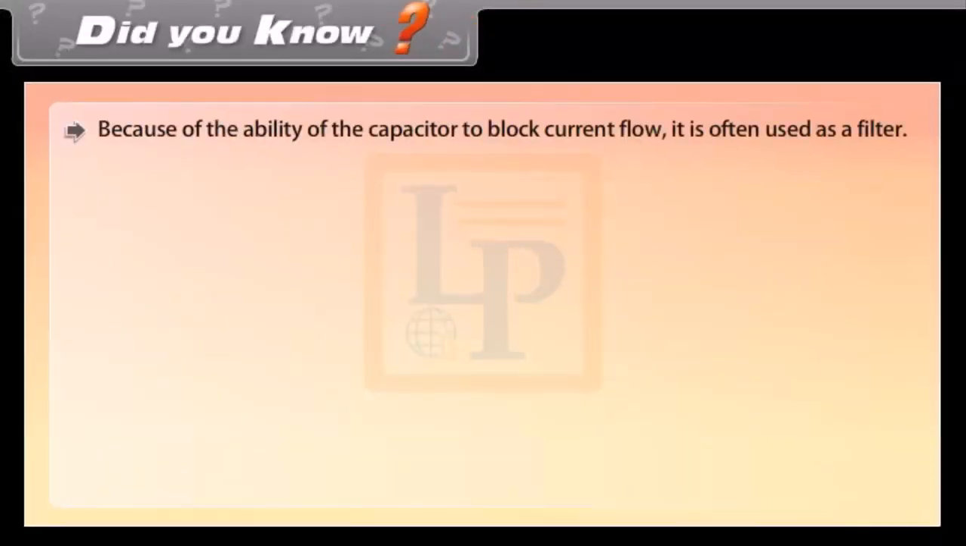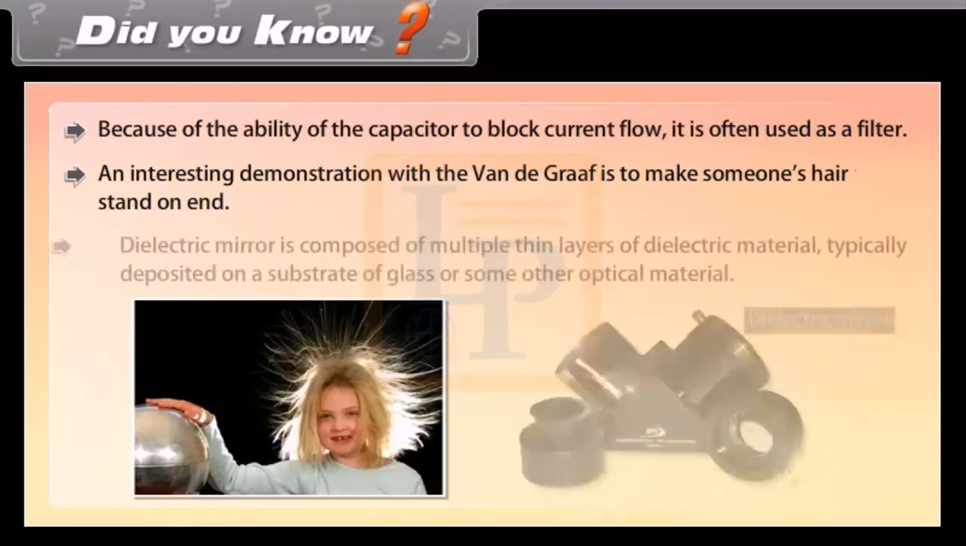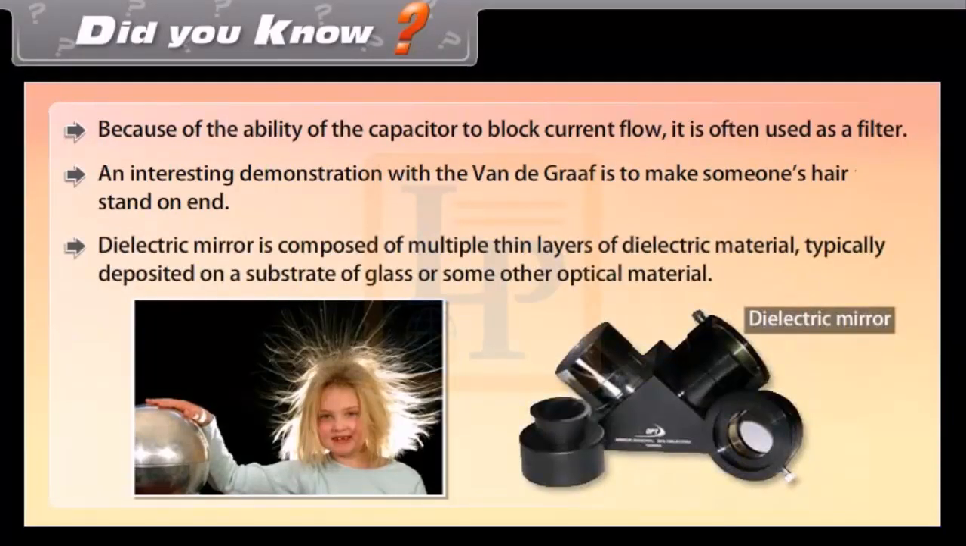Did you know? Because of the ability of the capacitor to block current flow, it is often used as a filter. An interesting demonstration with the Van de Graaff is to make someone's hair stand on end. Dielectric mirror is composed of multiple thin layers of dielectric material, typically deposited on a substrate of glass or some other optical material.